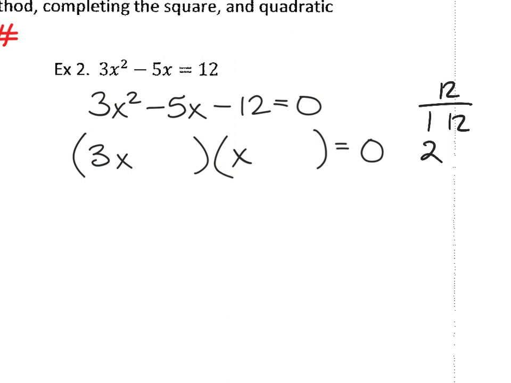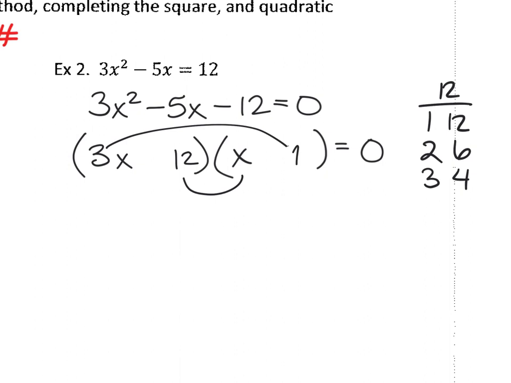I missed one. 1 times 12, 2 times 6, 3 times 4 are all of the factors of 12, which means we have potentially 6 things we have to check because they both go both directions. If I do 1 and 12, this is 36, this is 1. Is that at all going to be close to making negative 5? Yeah, no. Okay, so if we switch those even just around, this is 3 and 12.